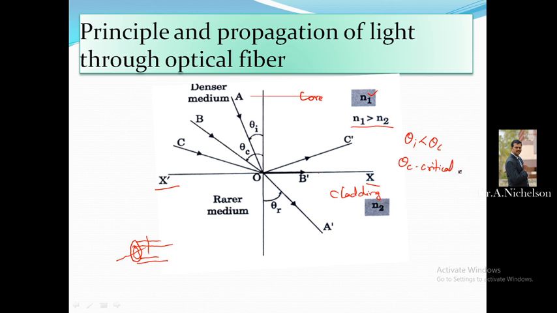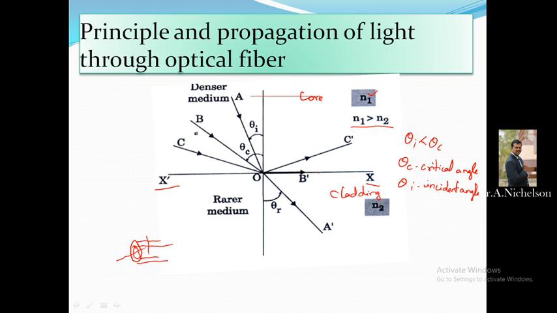And what is theta I? Incident angle, or angle of incidence. Okay? Right. Now, the first condition: theta I less than theta C. It just enters into the rarer medium. It goes this side. It is refracted and goes inside.